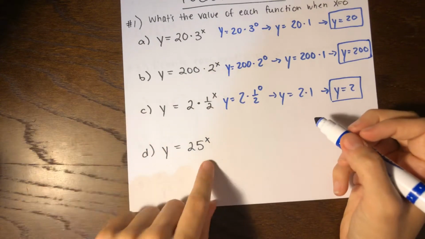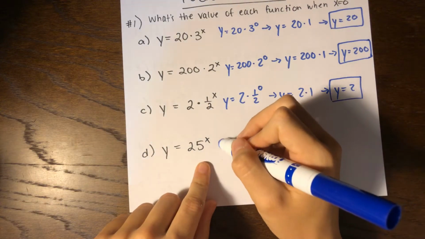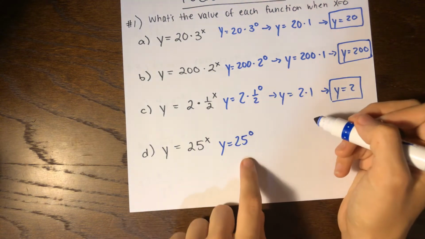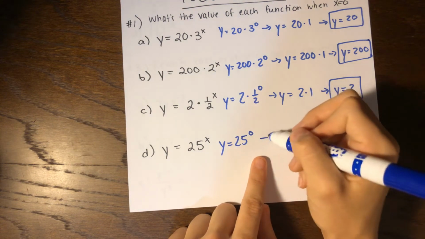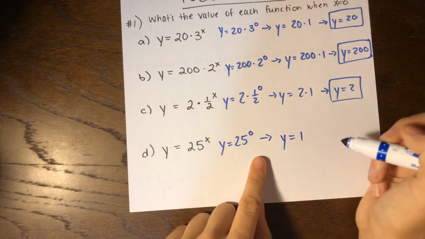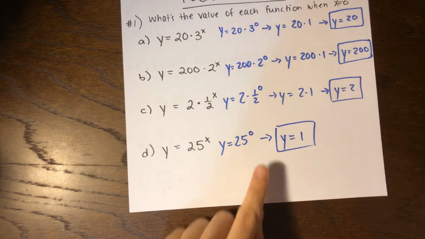Last one, we have y equals 25 to the x power. Plugging in 0, no matter how big, no matter how small, anything to the power of 0, y equals 1. Okay, let's move on to the next piece.